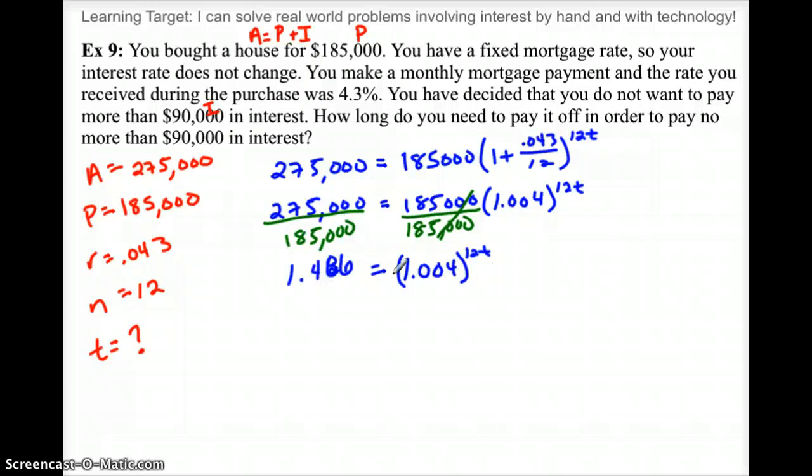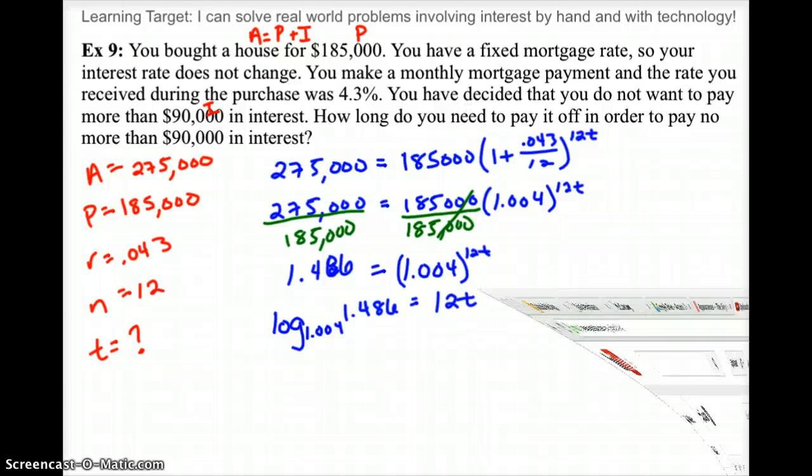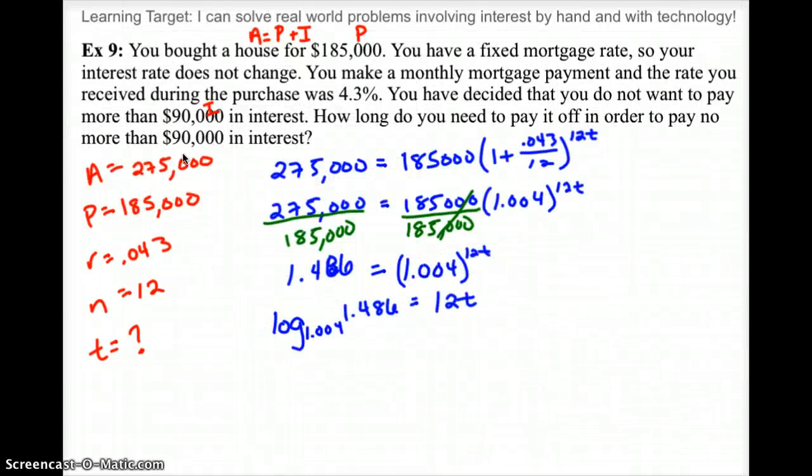So I'm going to apply that over here because right now I'm stuck. There's nothing else I can do. This is kind of backwards from the example I just showed you, but it's going to be log of the base 1.004 followed by the 1.486, and that will equal 12t. Okay, now in my calculator, I'm going to do log 1.486 divided by log 1.004, and that's going to equal 12t.